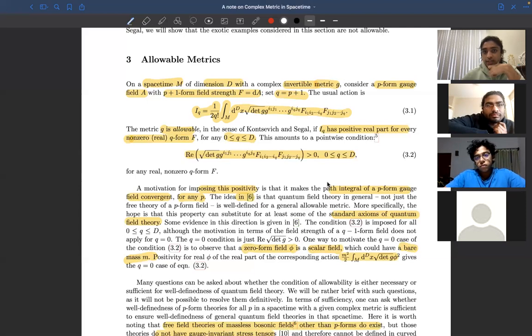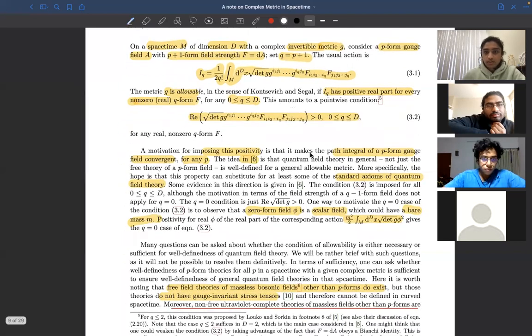And this is the action over there. So what it actually means for a metric to be allowable is essentially that this action integral has a positive real part for every non-zero q-form F. This is when there's a space-time of dimension D and the q-form degree is less than D, obviously. So this amounts to this condition that you see here.